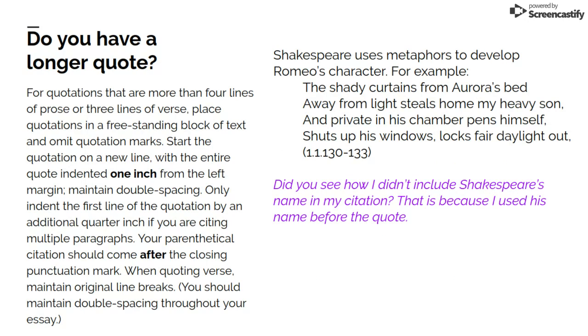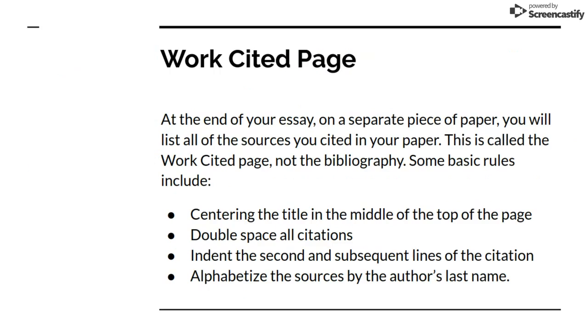If you have a longer quote, you're going to do some fun stuff. I would ultimately avoid longer quotes, but let's say you needed to quote a long piece of text. You're going to indent it. You're going to single space it, as opposed to double spacing, which is what your essay should be written in. And then write the author and page number in there. I didn't use Shakespeare in here because I've mentioned him before. But yeah, I would just avoid using longer quotes. Try and use short ones.